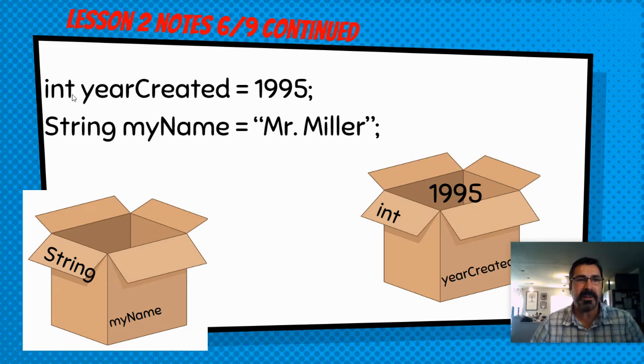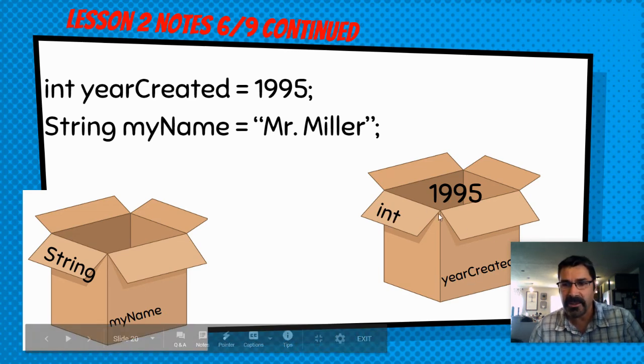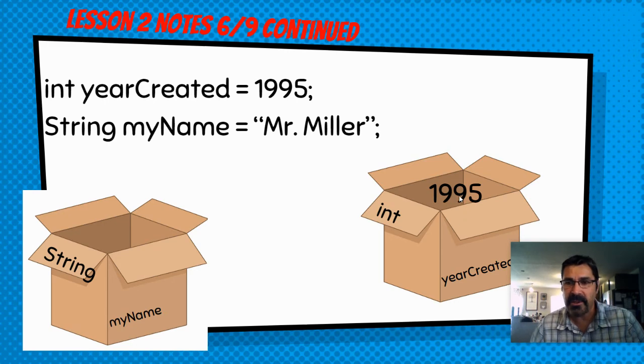All right, if you have something like int yearCreated equals 1995. Okay, so you have a box. It can only hold integers, and you stick an integer in there. That's it. That's all you get. You can't really do anything with that number. It just sits there. You can change it to like 1994 or 1996, but you can't really do anything else with it.